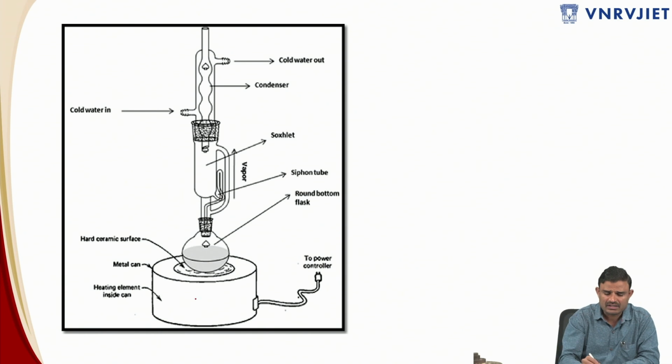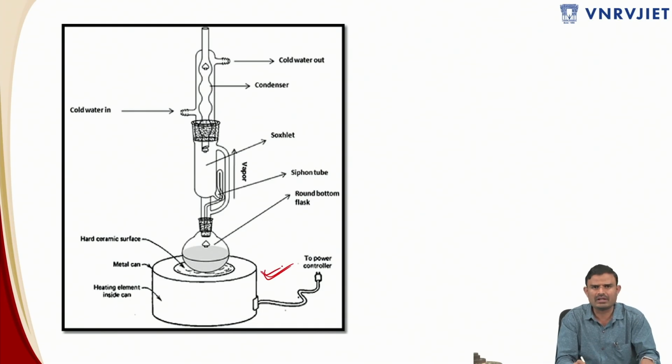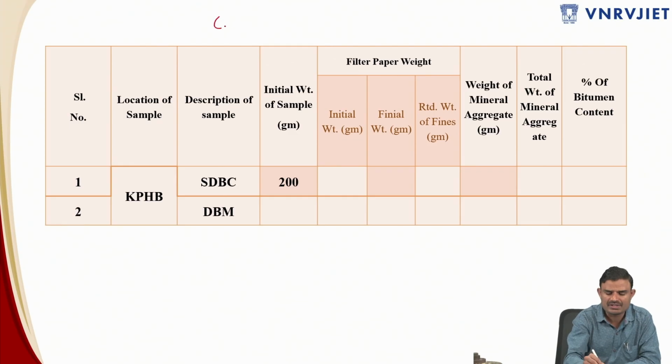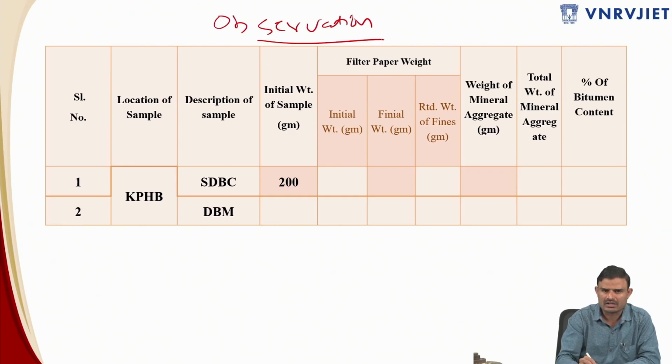So this is the entire figure which is shown in a line diagram. The only difference from the previous diagram is an extra addition of this heating device over here. Otherwise it is similar to the previous figure. And there is again an observation sheet which is similar to that of the centrifugal sheet. So there is again a serial number, location of the sample, and the description of the sample, HDBC and DBM. So I have got only 200 grams of the bitumen.